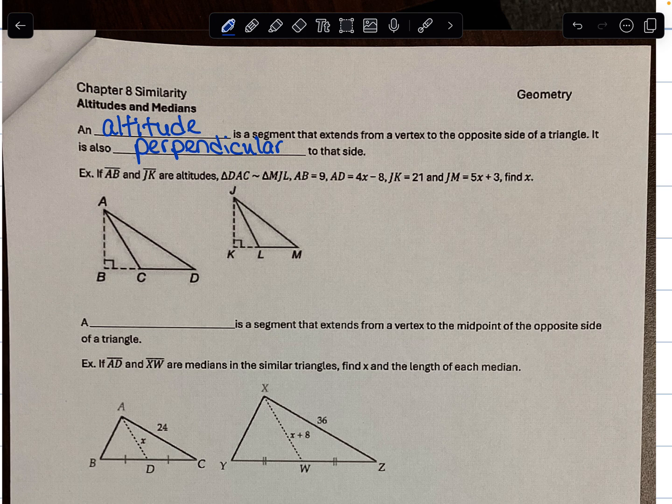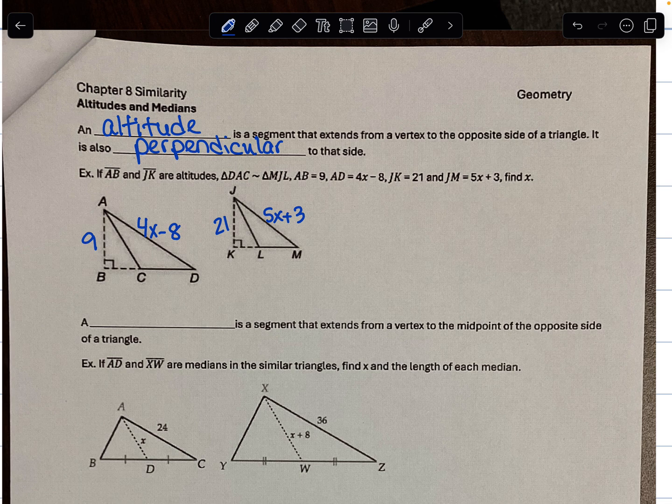All right, so here it tells you that AB and JK are both altitudes. Then it tells you that the two triangles are similar to each other. Agree? Go through and mark the side lengths that they give you. So it tells us AB is 9, AD is 4x minus 8. I want you to go through and mark those things on your paper. Okay, everybody okay with those?